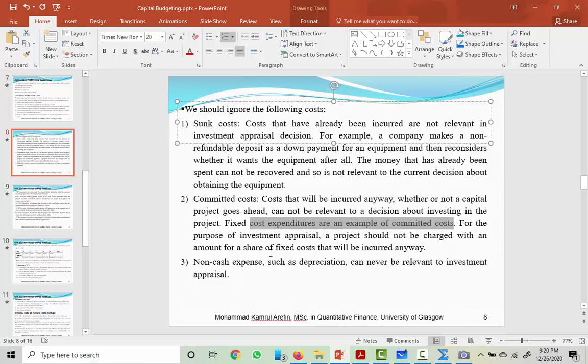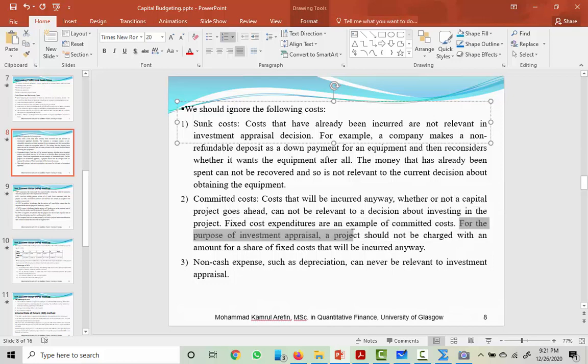So that means if you can run on full capacity, then you can use the machine effectively. So that means this fixed cost, that means per day expenditure of the machine, is the committed cost. That means if you can produce more, fixed cost per unit will be reduced to some extent, right? So fixed cost expenditures are an example of committed costs.